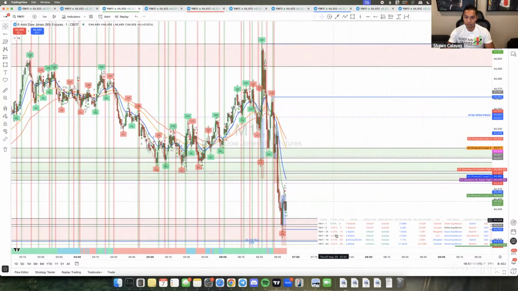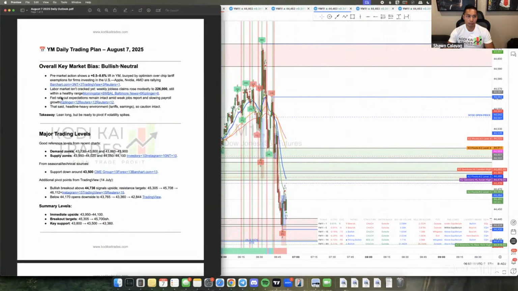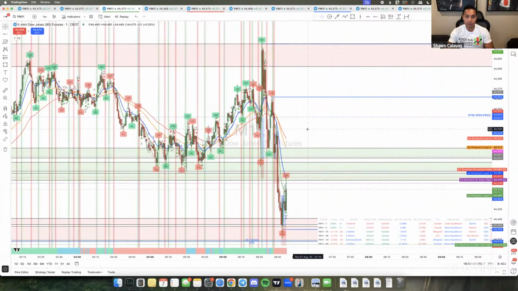Ideally, I'm still looking for buys because the higher time frames are still bullish. The 1 minute and 5 minute can be bearish for right now, but I think eventually it's going to swing back up. Looking over here at my daily outlook for the day, the overall key market bias is bullish neutral. A couple of pointers here: pre-market action showed a push to the upside with regard to the chip exemption. Labor market isn't cracked yet. Weekly jobless claims rose modestly, so small jobless claims right there. And Fed rate cut expectations remain intact amid weak jobs data. So with that said, it looks like price here should be shifting back up eventually.